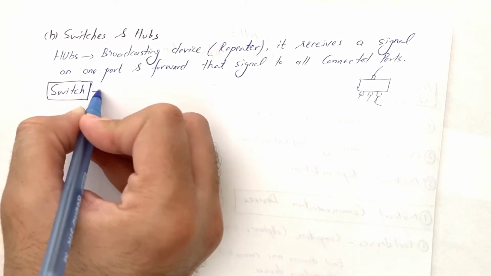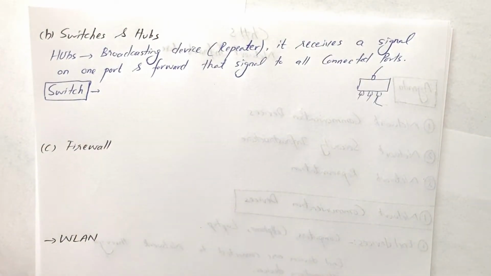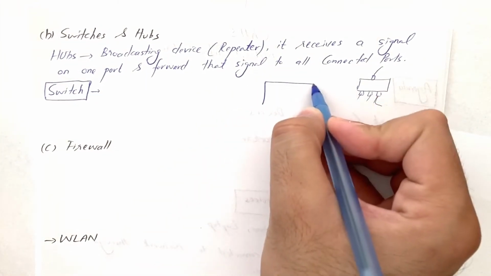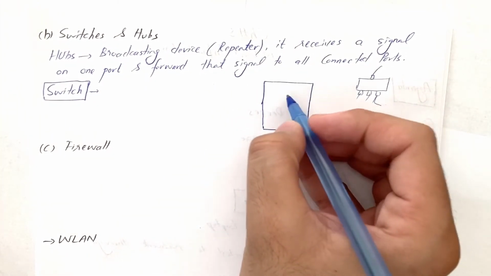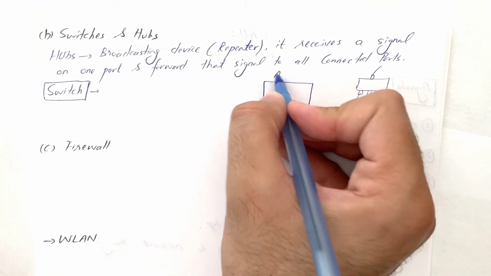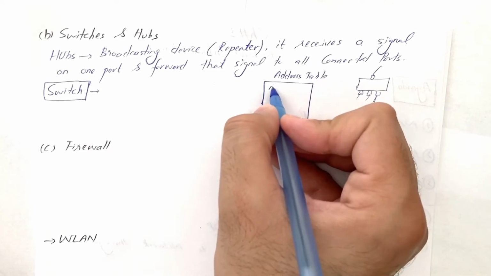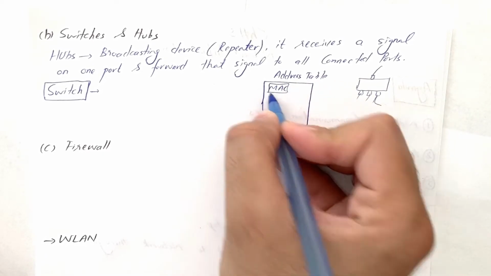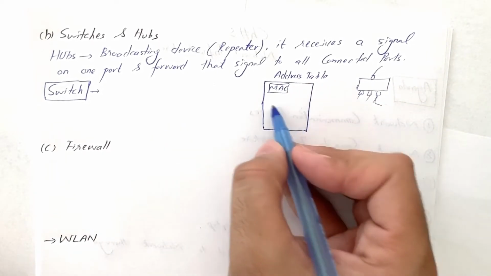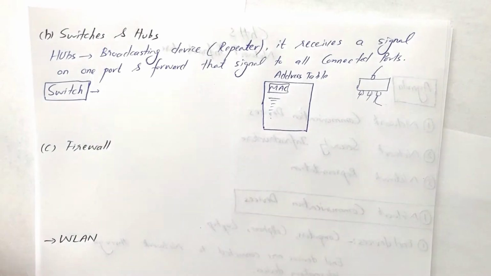So a switch is a kind of intelligent device because it knows the MAC address of all connected devices. Let's say that's your switch. A switch has what we call an address table, and it uses the MAC addresses. Basically, in a switch, we have an address table where we have the MAC addresses of all connected devices.